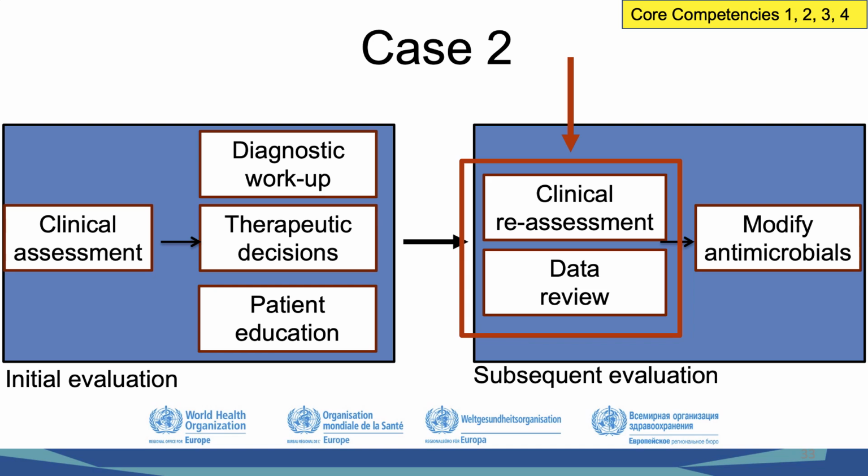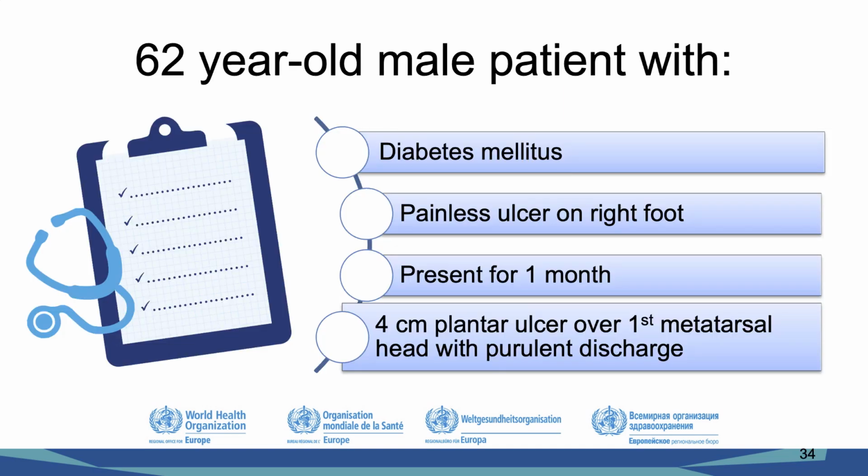Let's consider another case. A 62-year-old man with long-standing, poorly controlled type 2 diabetes mellitus presented with a painless ulcer of his right foot that had been present for a month. He had previously had a diabetic foot ulcer of the left foot that had been successfully treated.